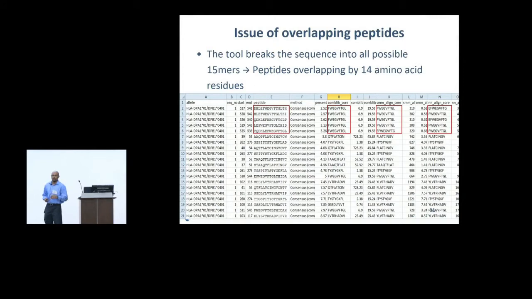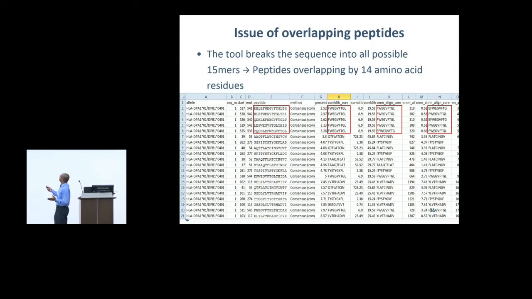So now you have got the results and you know how to choose the peptides. But there can be an issue here. When you submit the sequence in its entirety, like a whole sequence, it generates all possible 15-mers. So for example, this is the result that we got right now. The tool breaks the sequence into all possible 15-mers, and the peptides overlap by 14 amino acids. So that's kind of redundant.